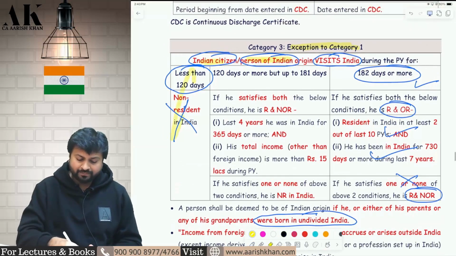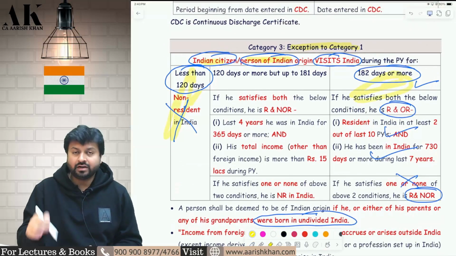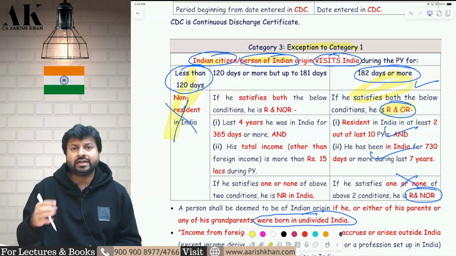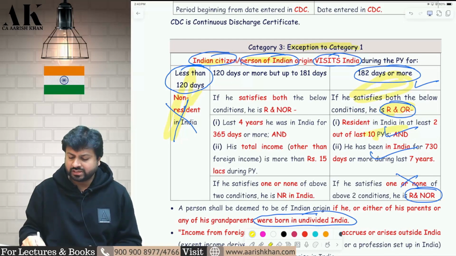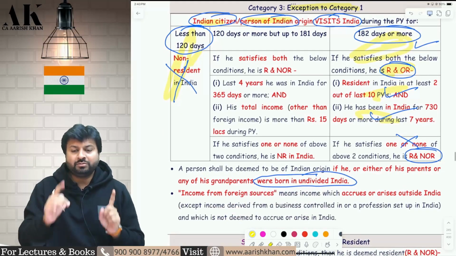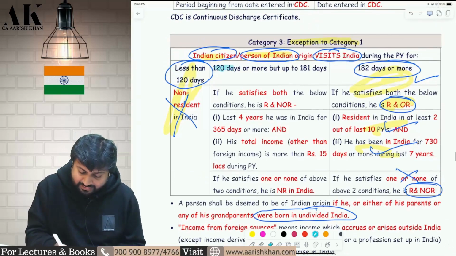So in the first column, it is always non-resident. In the third column, either it is ordinary resident or not ordinary resident. Ordinary resident, if you fulfill the additional conditions, 2 conditions, then ordinary, otherwise you are not ordinary. Now what about those people who come to India for what? 120 days to 181 days.